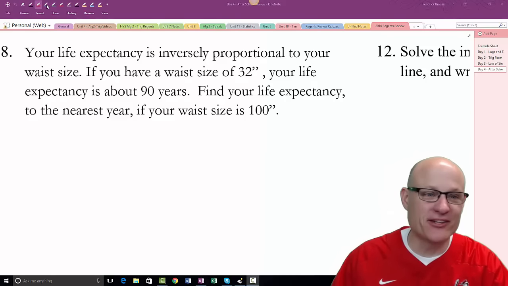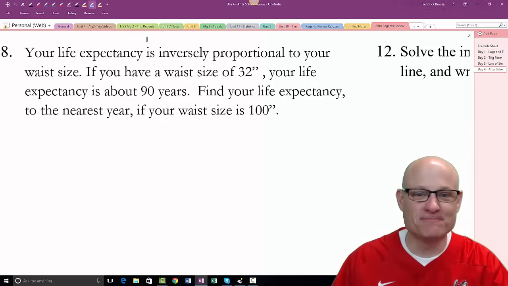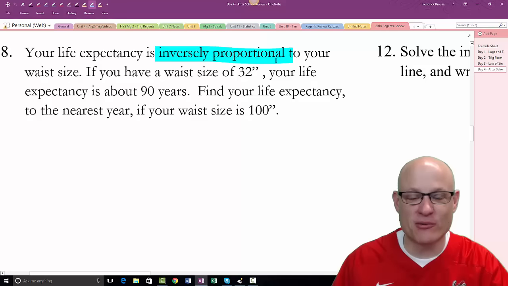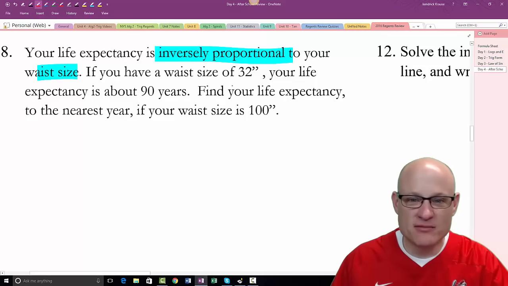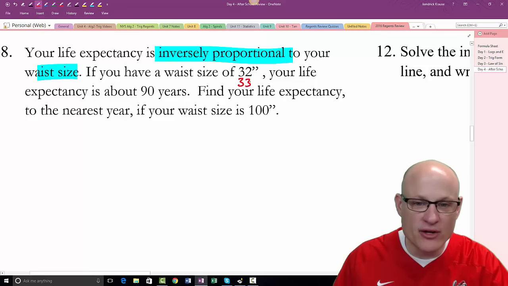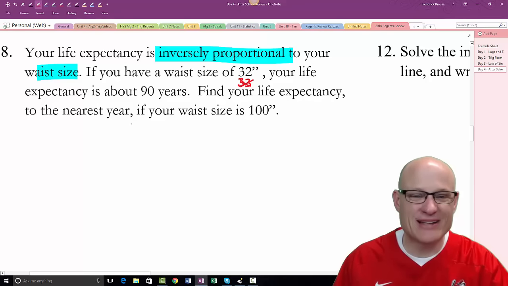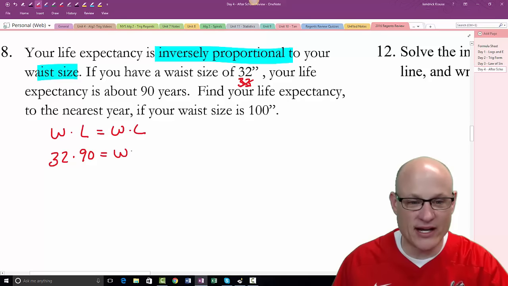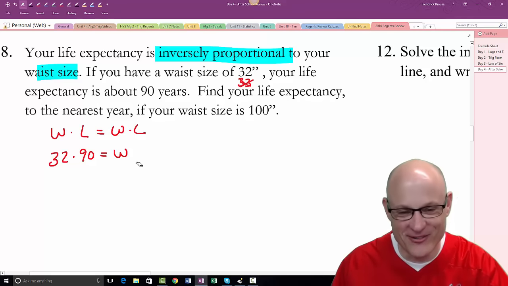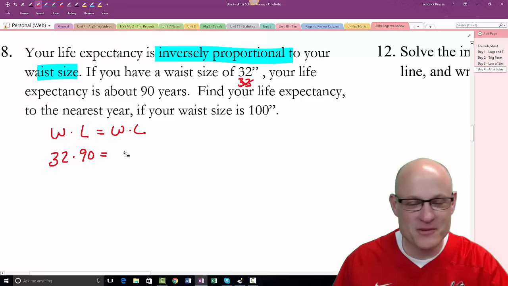All right, your life expectancy. This is a dumb question. Your life expectancy varies inversely, is inversely proportional, to the size of your waist. All right, I'm in trouble. Not really. My waist size is 33. I lived to 100. So if your waist size is 32, this is waist size times life expectancy equal to waist size times life expectancy. So if my waist size is 32, I expect to live to 90. What does my waist size have to be? I think I wrote the problem wrong, but let's stick with it.